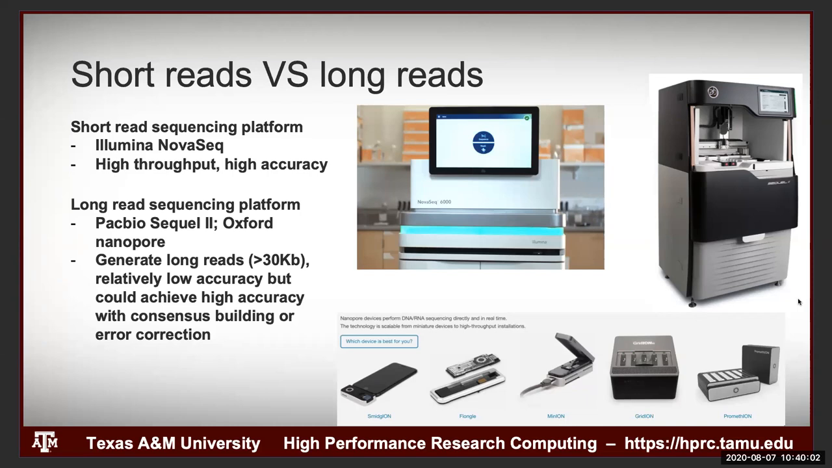So long read is obviously the thing we want when doing genome assembly, but because of those problems, people will sometimes do both. We do short read sequencing because it has high accuracy, and we do long read sequencing because it has long span, so it can bring together those contexts if they are together.